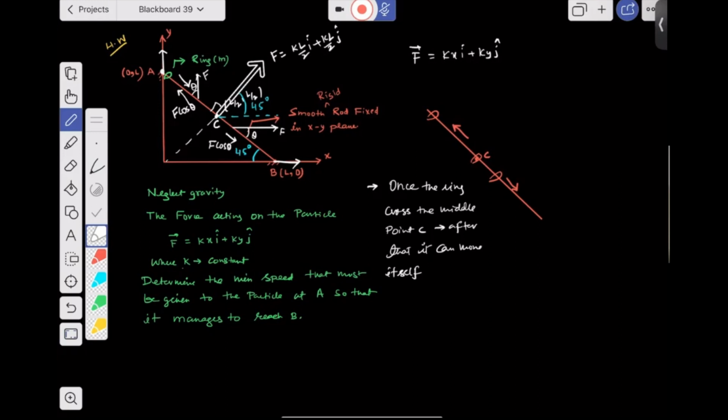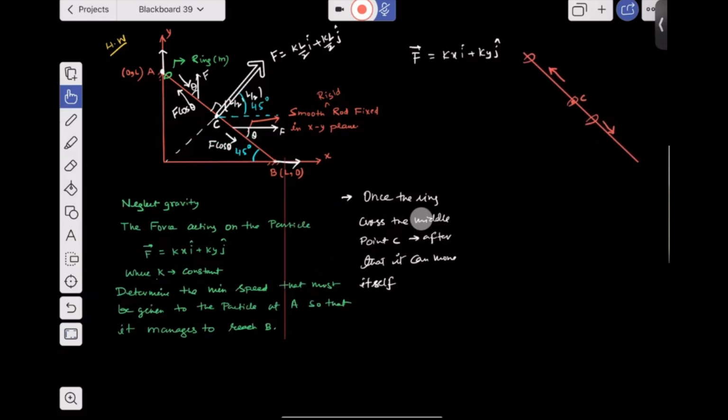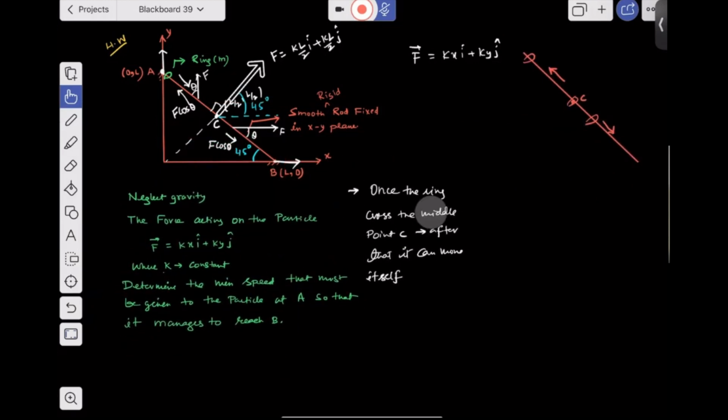So I hope all of you got that, no? So the minimum possible speed of projection for which it reaches B, if projected from A, must be the one for which it reaches C with almost zero speed. So what will we do, nothing much, work kinetic energy theorem only. No? What else can we do?